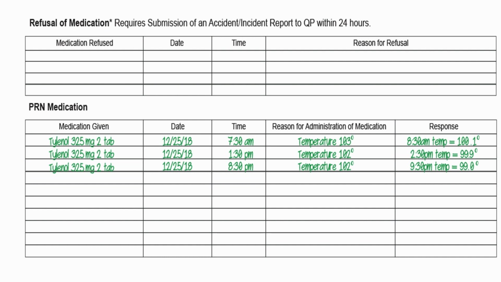In the first section, you can see the medication given was Tylenol 325 milligrams, 2 tablets. So we gave that 3 times. We documented the date we gave it. We documented the times that we gave it. We documented the reasons that we gave the medication, and also the response to that medication an hour after we gave it. So this is how you document your over-the-counter PRN medications on the backside of the MAR.